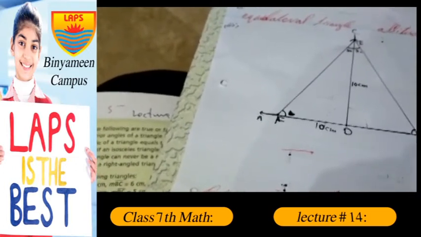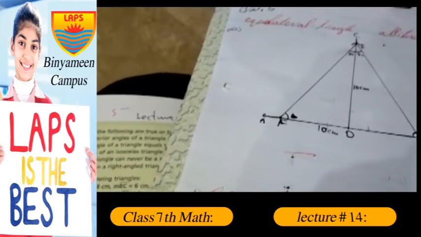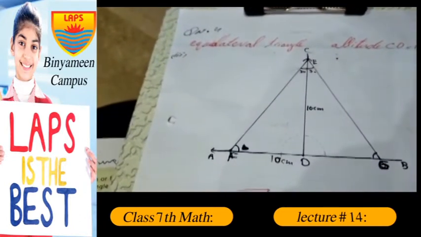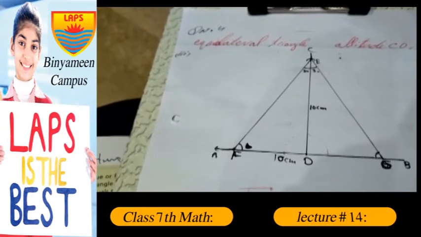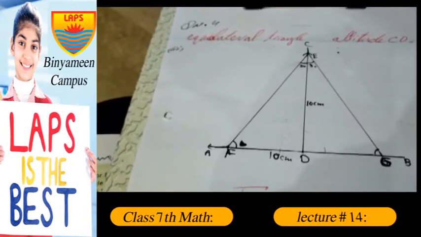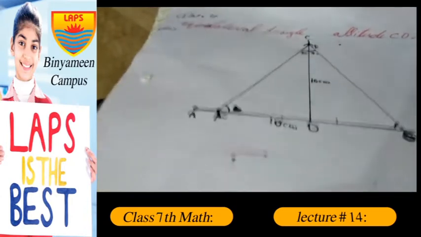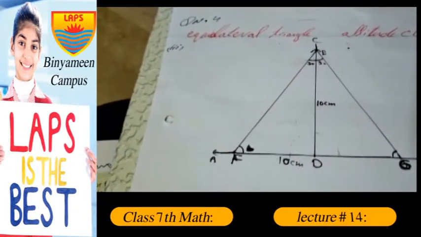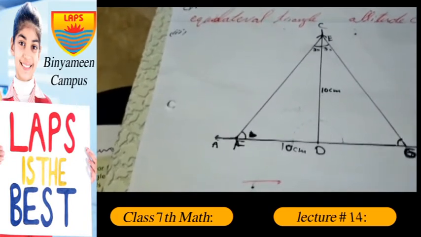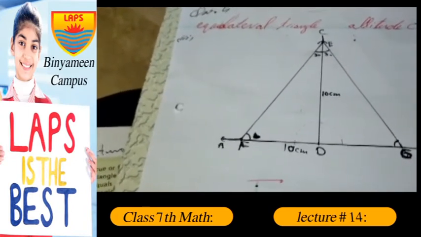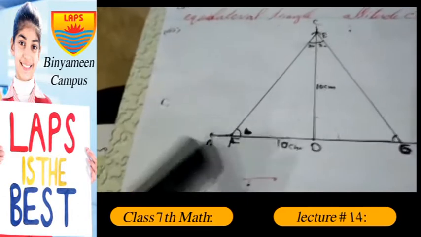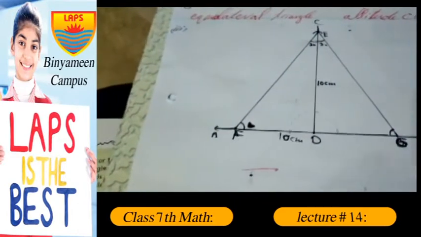Step 4, with D as a center, draw an arc with a radius of 10 centimeter so that it intersects the perpendicular to CD at E. Step 5, at E, draw two angles of 30 degree each on either side of CD. Mark points F and G where the arms of the angles intersect AB. Triangle EFG is the required triangle.